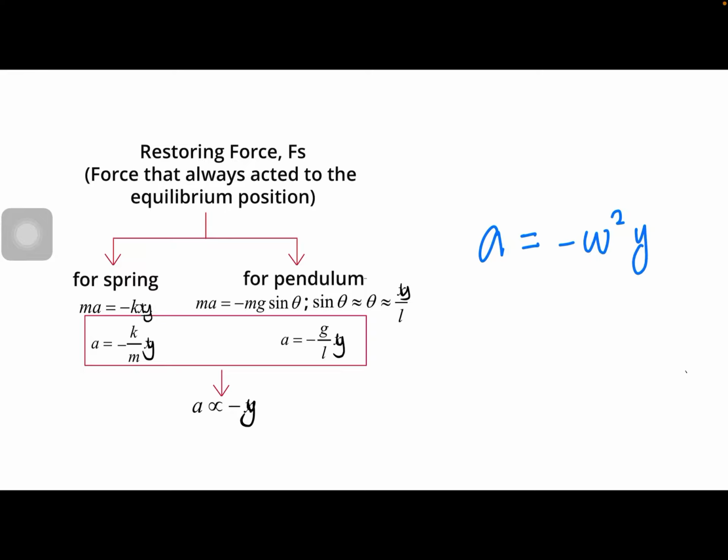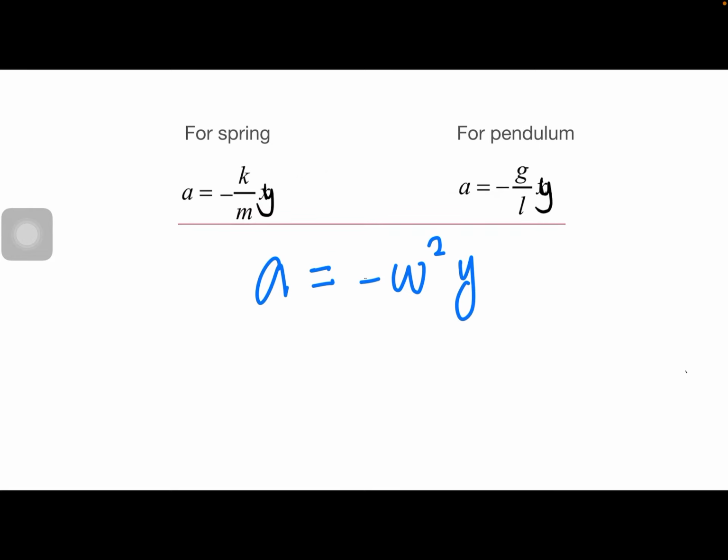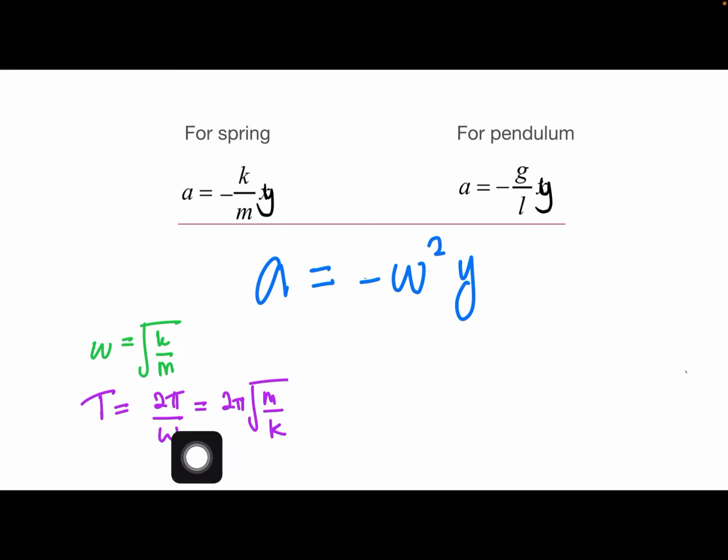Okay, tadi kita dah tengok we do have an equation a equals negative omega squared y. Okay, we compare these two equations for spring and pendulum. So for spring, kita dapati the omega squared value sama dengan k over m. So we can write another equation, omega equals square root of k over m. So means that period akan jadi 2 pi square root of m over k. Okay, sebab 2 pi datang daripada 2 pi bahagi omega kan.